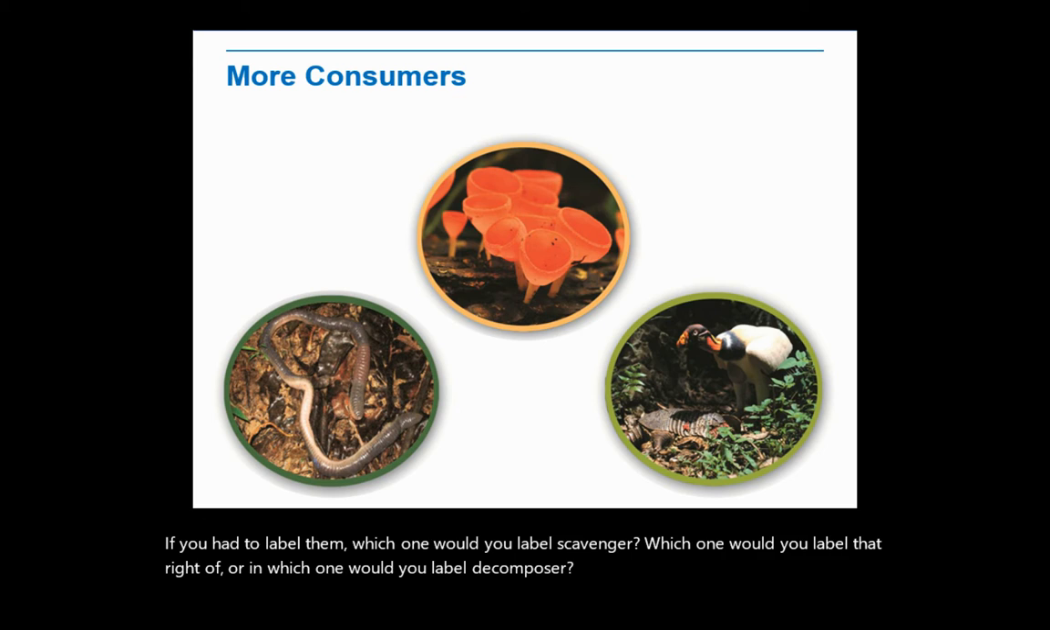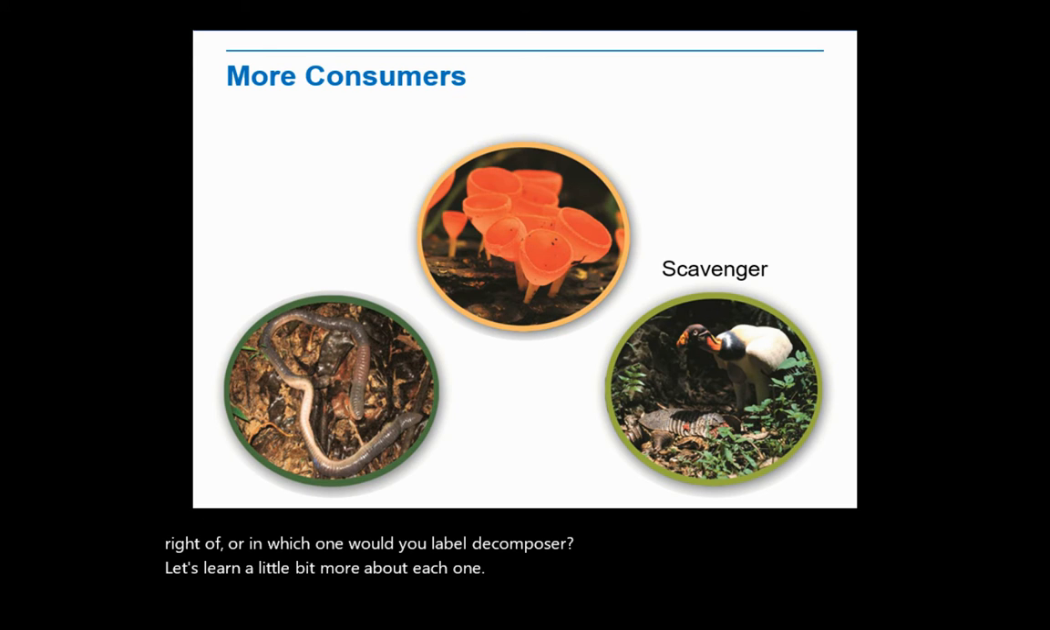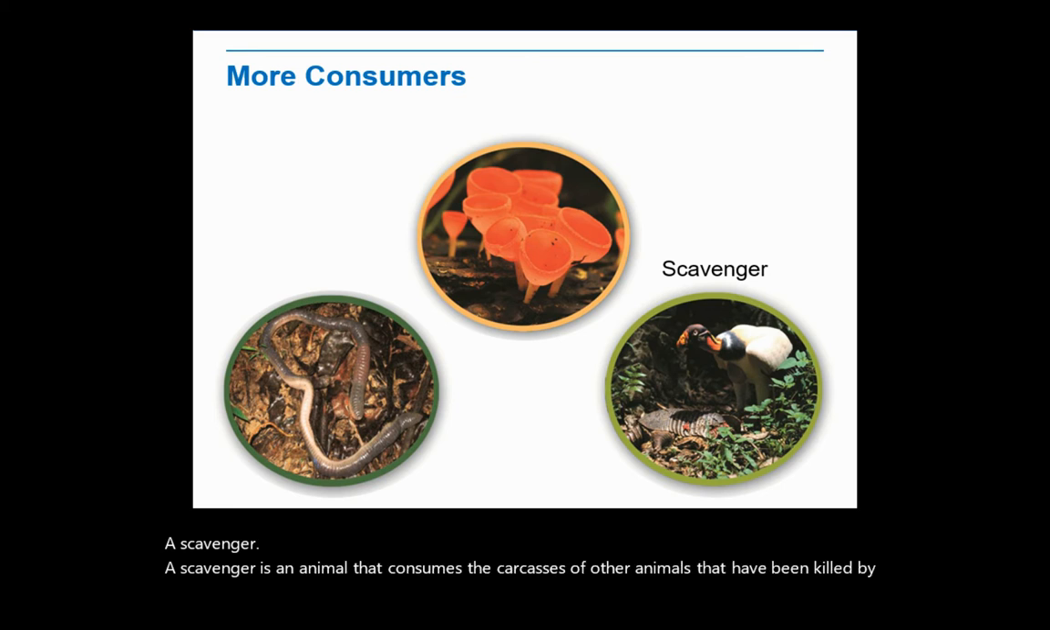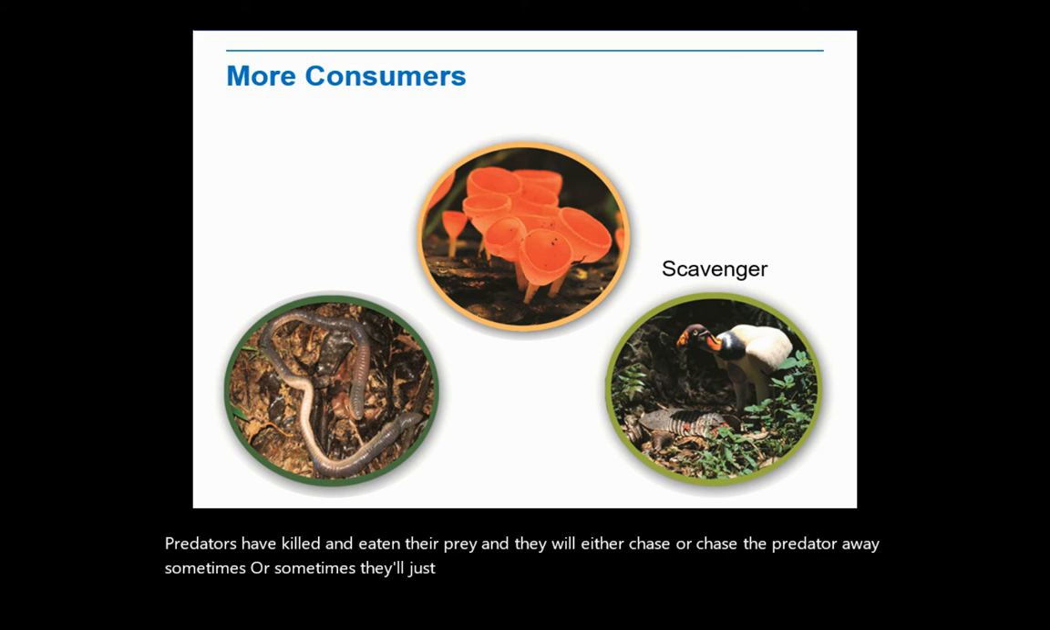Well, let's learn a little bit more about each one. A scavenger is an animal that consumes the carcasses of other animals that have been killed by predators. So a scavenger will come in after predators have killed and eaten their prey, and they will sometimes chase the predator away, or sometimes they'll just eat the leftovers.